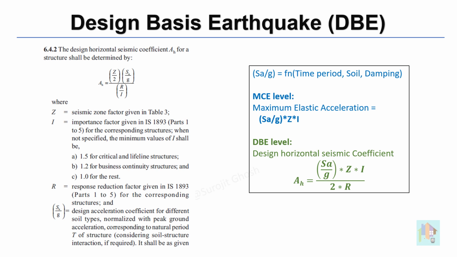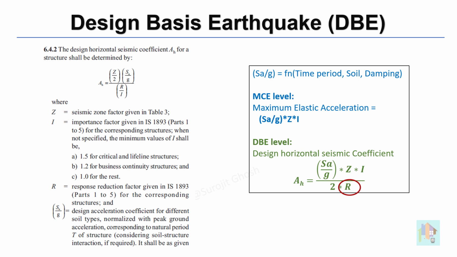IS1893 does not specify any probability or return period, and as an empirical approach, design basis earthquake has been assumed as half of MCE level. That's why there is a term 2 in the denominator to reduce the MCE level earthquake to DBE level. There is another factor R in the denominator to reduce the seismic force.